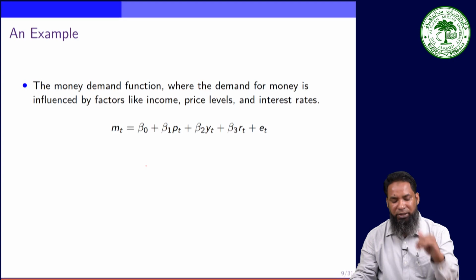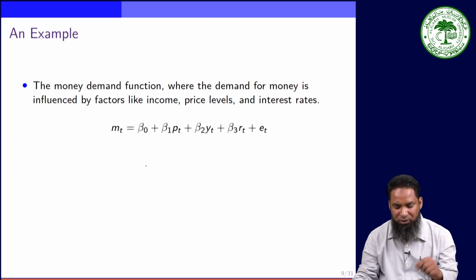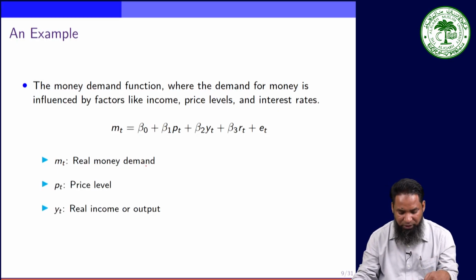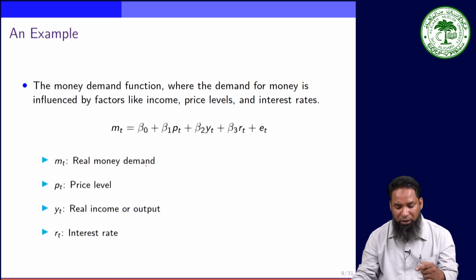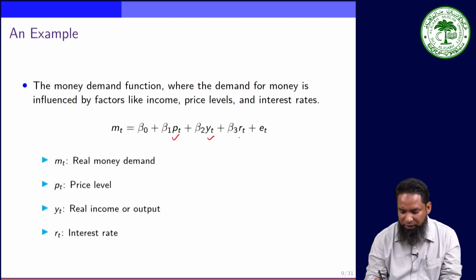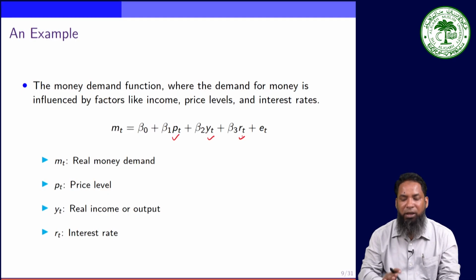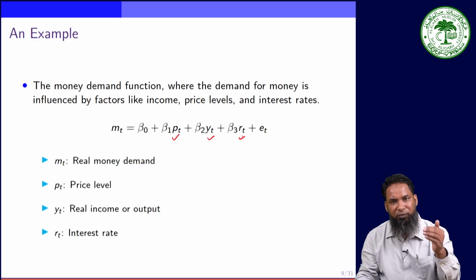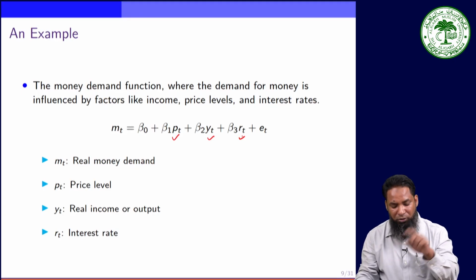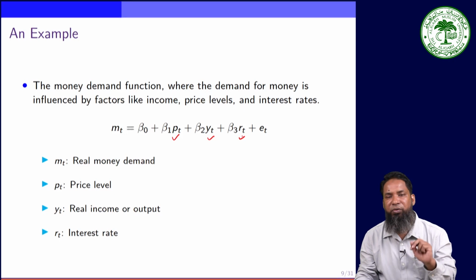So let us take another example here, the money demand function. We know that the money demand, MT, depends on the price level, it depends on the real income or the output, and it depends on the interest rate. However, all these factors, price, income, and the interest rate, are basically non-stationary by nature in the short run. They will be fluctuating in the short run, though there is a relationship between these.